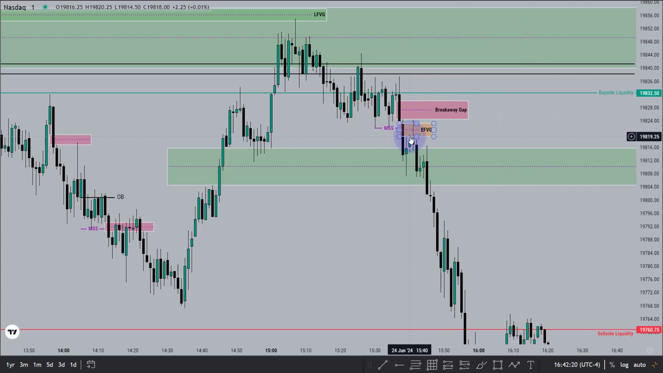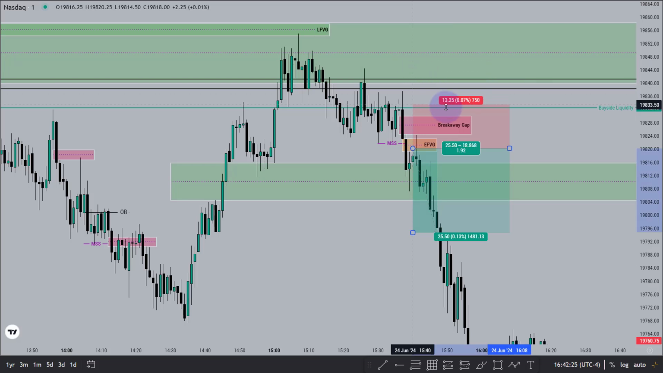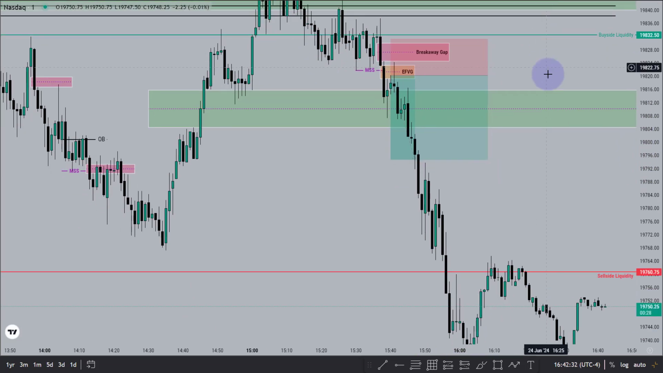Is that an immediate reaction? Absolutely, brother, that is an immediate reaction. So I'm going to take my sell over there. I'm going to cover this breakaway gap. You should cover the constant encroachment, but if you just cover the breakaway gap, that is better.